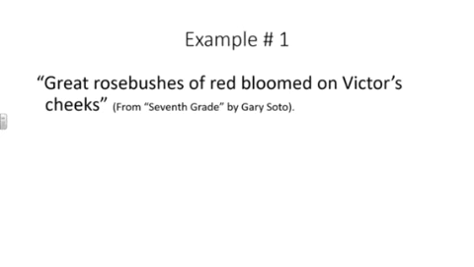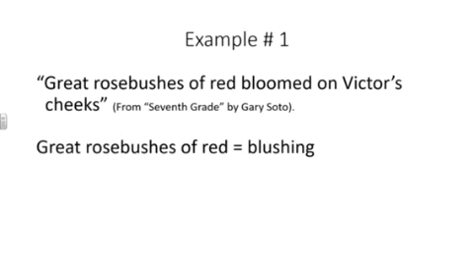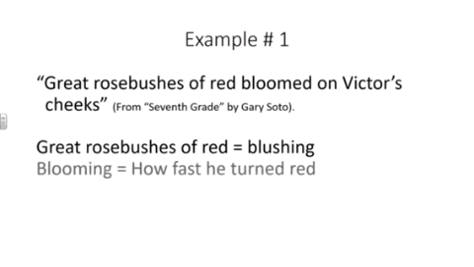Here's an example. Great rose bushes of red bloomed on Victor's cheeks. So the idea here is that Victor is blushing, but it is not describing it as blushing. It is describing it as great rose bushes of red. That's describing the blushing. One object is being described by the words and phrases that describe the other object. And the blooming is describing how fast he turned red. When people blush, it starts slowly. You don't turn red in a second, it takes several seconds.